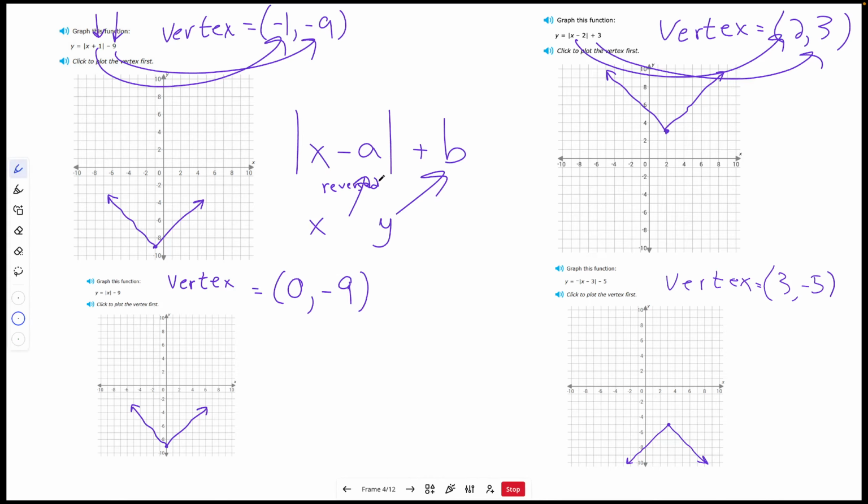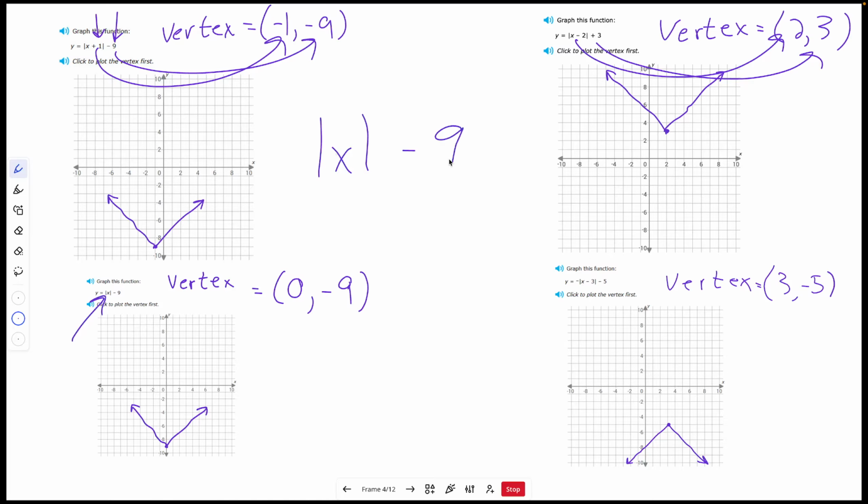The last thing that we have to talk about is, let's look at this one right here. What happens when there's no number in there? Well, the absolute value of x minus 9 is the same as saying the absolute value of x plus 0, minus 9. And that's how they end up with the vertex coordinate of 0. So if you don't see a number there, there's nothing in the spot, we're going to assume it is a 0.